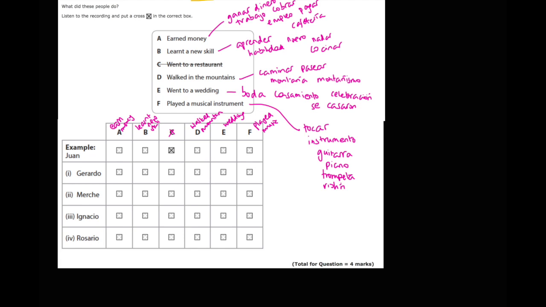Question 7. Part 4. Aquí, Rosario. Asistí a un curso de cocina en mi instituto y aprendí mucho.